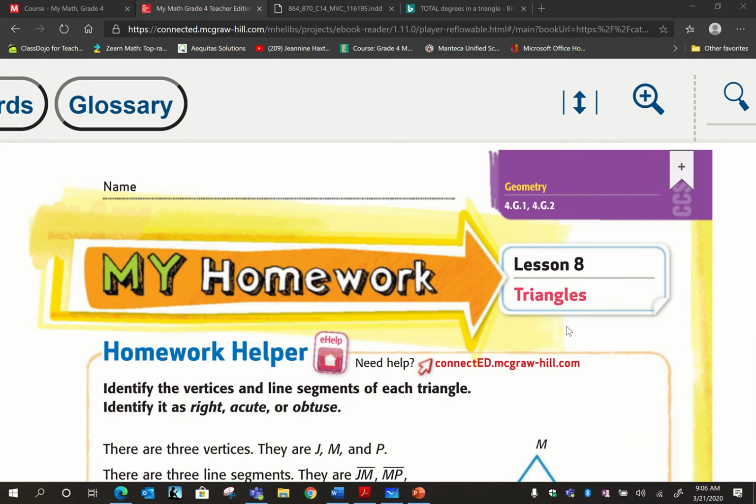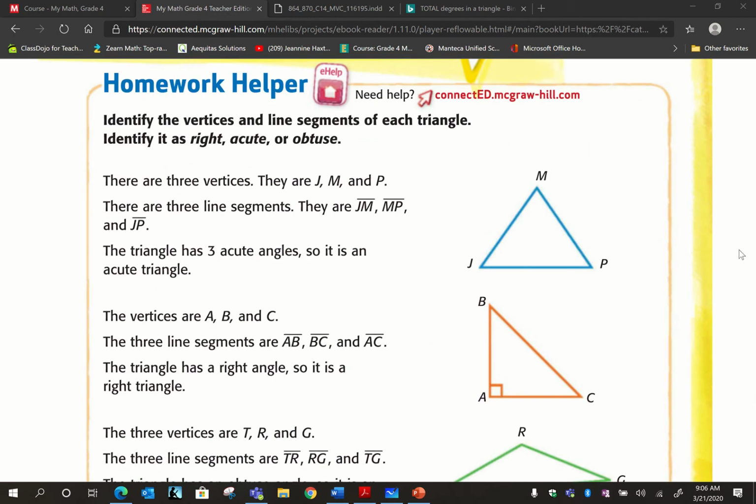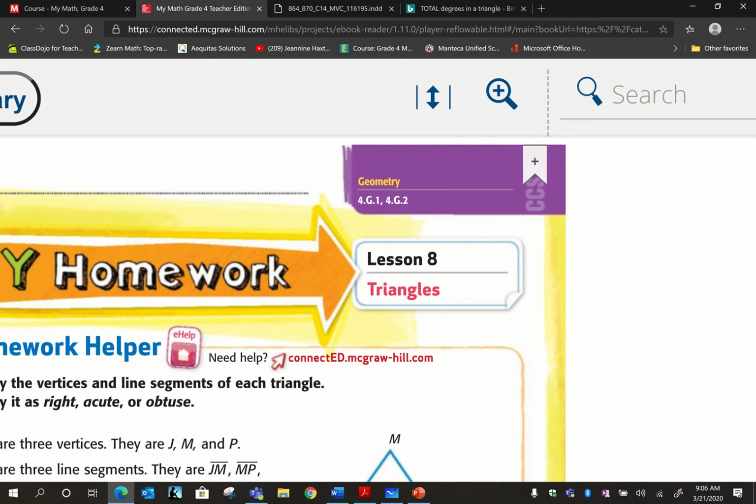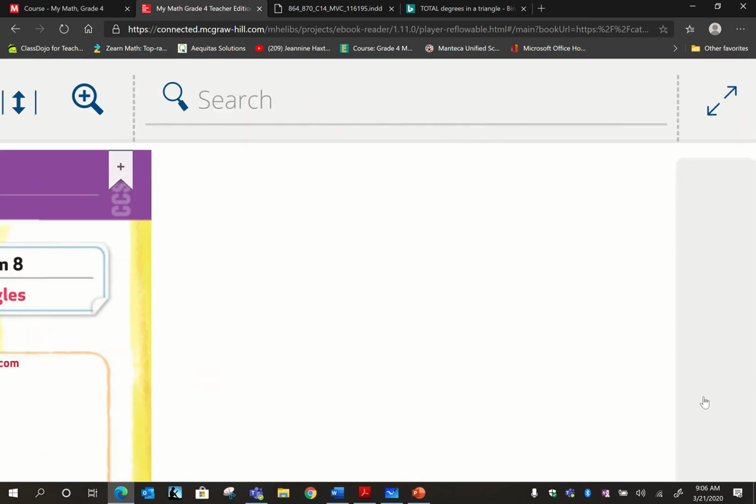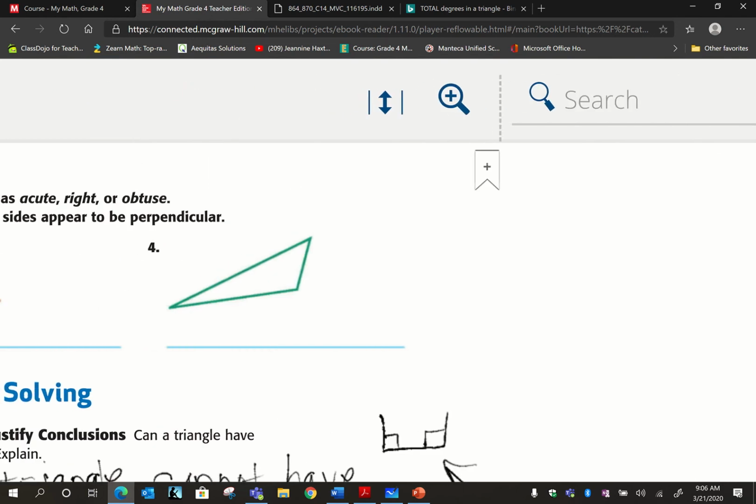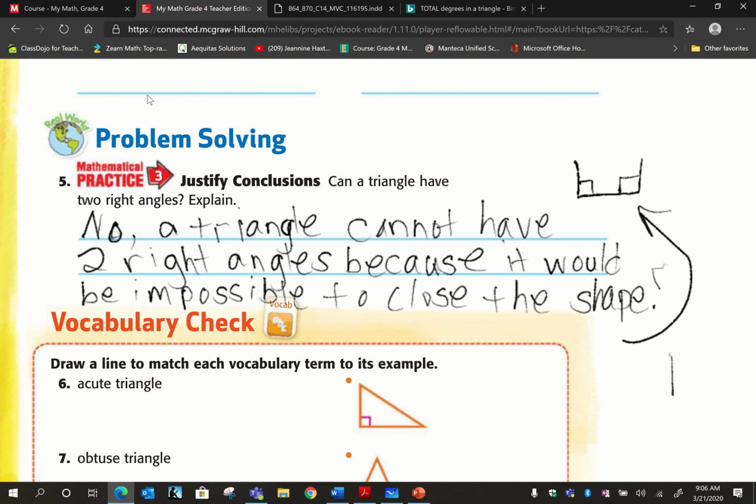Again, today I will have you do the My Homework page for Lesson 8, and it's page 923 and page 924. With this one, the only one I think you might need help with is this one here. Sorry my writing is looking so sloppy here. I was struggling with my pen.